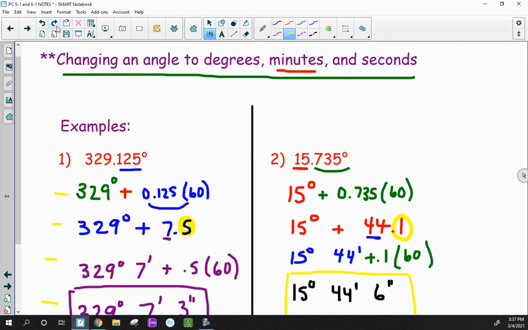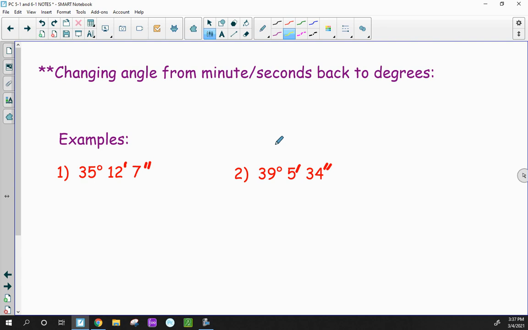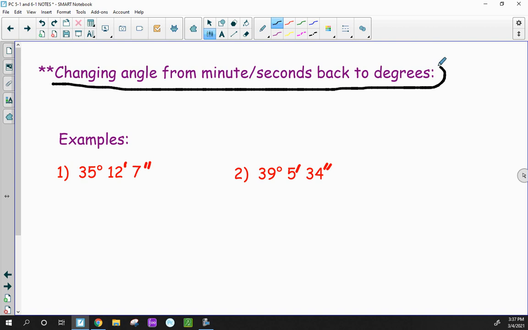Alright, so once you understand how to go from an angle to degrees, minutes, seconds, now we're going to go in reverse order. We're going to go backwards. Next concept is how do we change an angle from minutes and seconds back to just degrees. Okay, so we're going to go in reverse order.